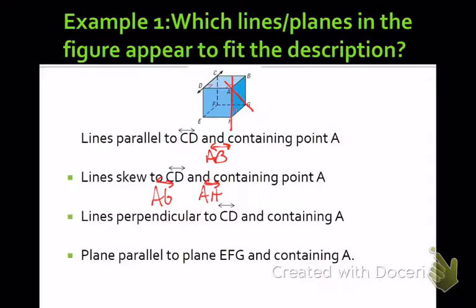Okay? Now, next one. We need a line perpendicular to CD that contains A. Remember that we have to have a right angle box to assume perpendicular. So perpendicular to CD is this line right here, and that also contains A. So line AD is that line that we're looking for.